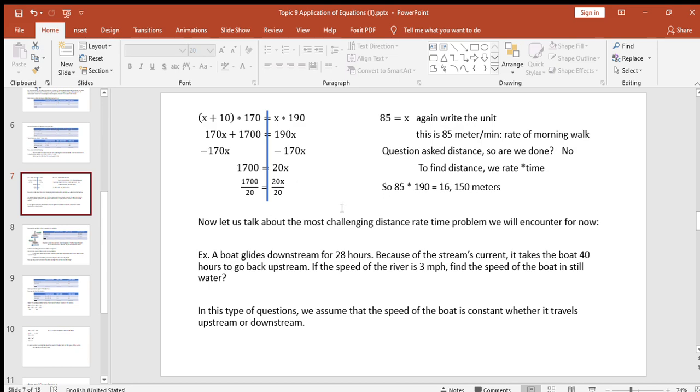So last video, I talked about the most difficult distance, rate problem you'll encounter this semester, and it's this problem. A boat glides downstream for 28 hours. Because of the stream's current, it takes the boat 40 hours to go back upstream. If the speed of the river is 3 miles per hour, find the speed of the boat in still water. In this type of question, we're going to assume that the speed of the boat is constant whether it goes upstream or downstream. Okay? So they're the same thing.